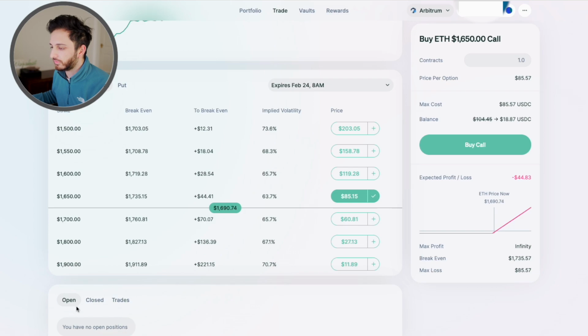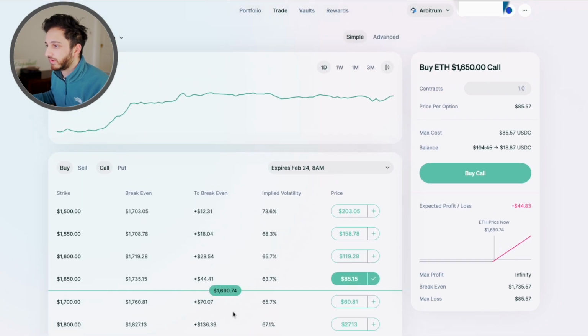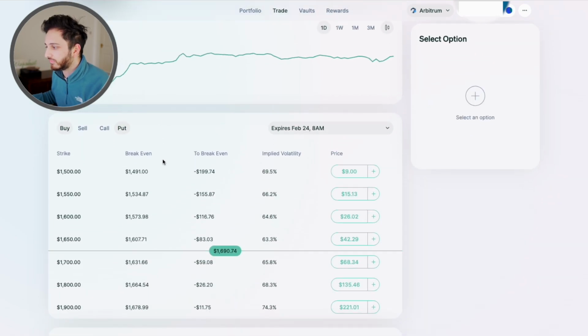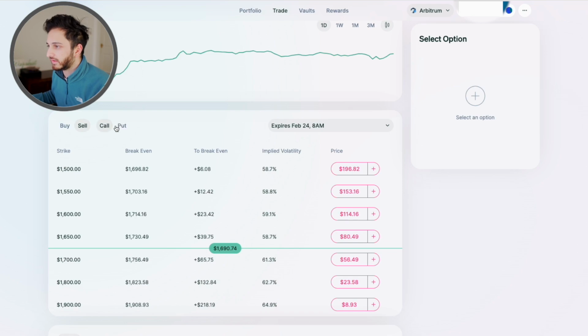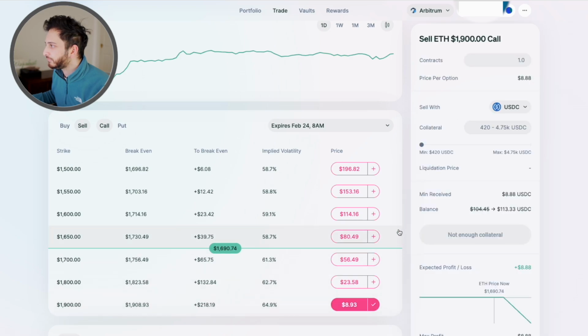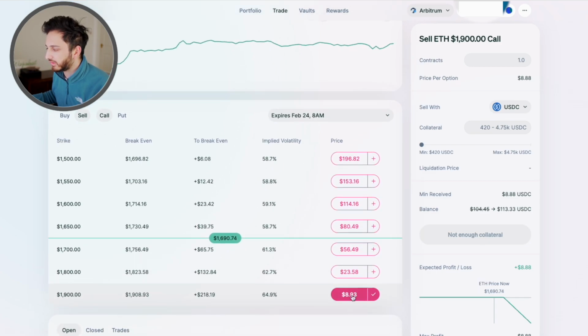You'll be able to see your positions opened over here, and that's essentially the premise of how to buy a call option. The same goes for put options, as well as selling. Now when you are selling, whether you're selling a call or a put, it's a little bit different here. The reason why is, let's say I click this one, so we're selling this option, and the premium here is around $9, which means the maximum profit that we can make here is $8.93 because we're selling a call option.